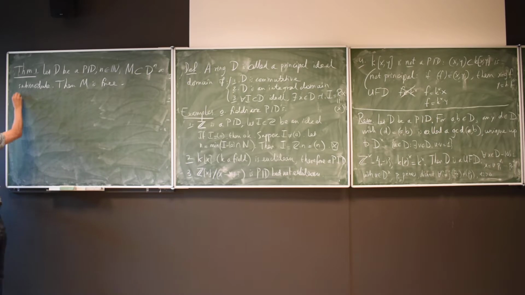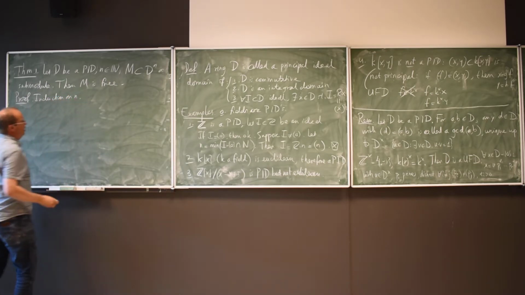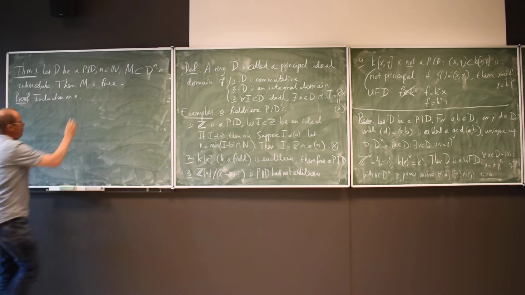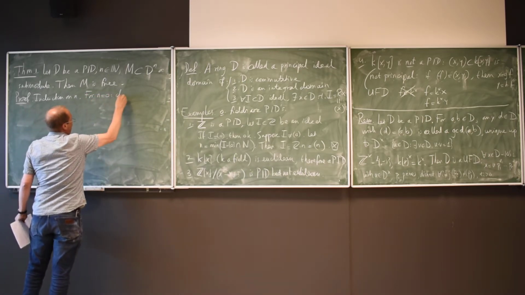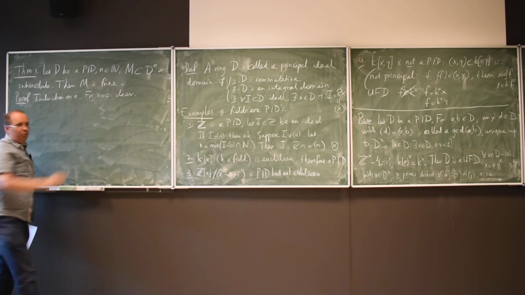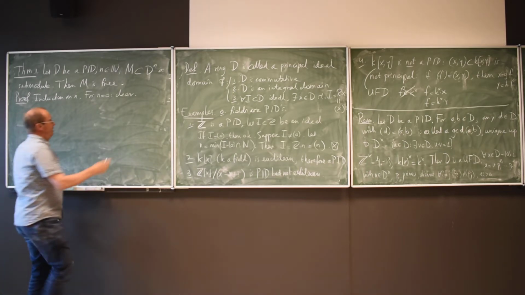So the proof is by induction on N. Let's start with N very small. For N equal to 0, it is clear, because if you take 0, you get the 0 module, and any submodule is also the 0 module, and that is free of rank 0.